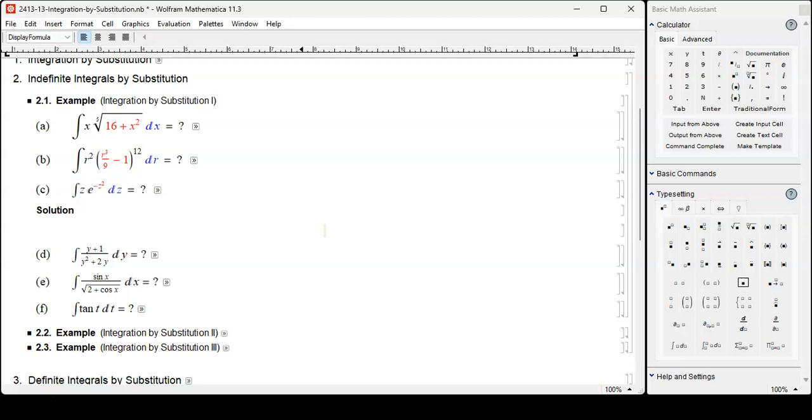Okay, what character shall I select? W is negative z squared. Okay, that's the inside of that exponential function. dw is negative 2z dz. Yeah, I could have written it as dw over dz and then flip over, but I ended up skipping a step.